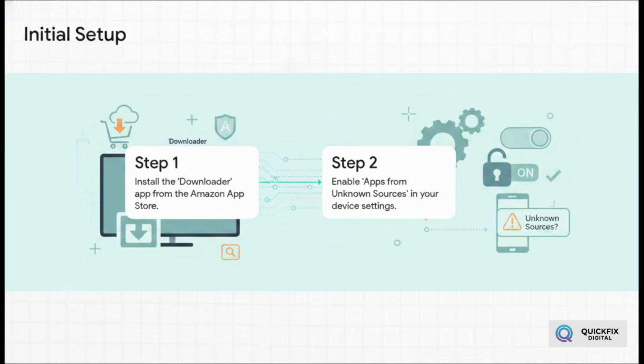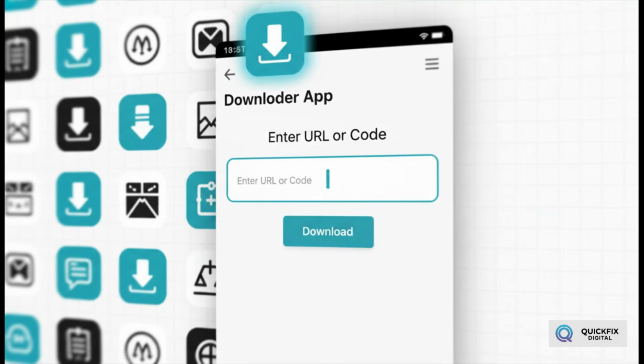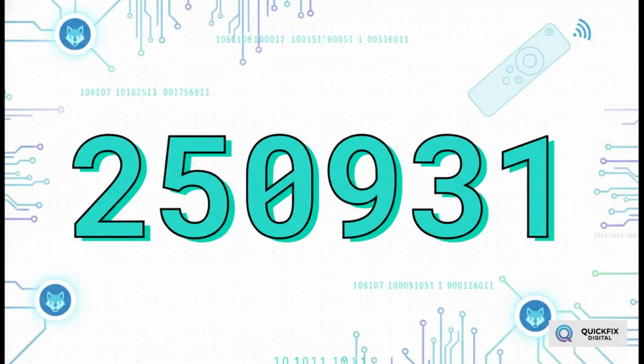All right, first things first. You got to install the Downloader app and then enable unknown sources in your settings. Okay, go ahead and open that Downloader app. We've got a special code to punch in. Just type this code right into the URL bar. It'll take you to the Troy Point toolbox.